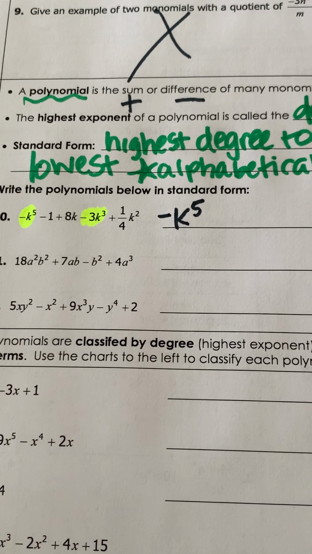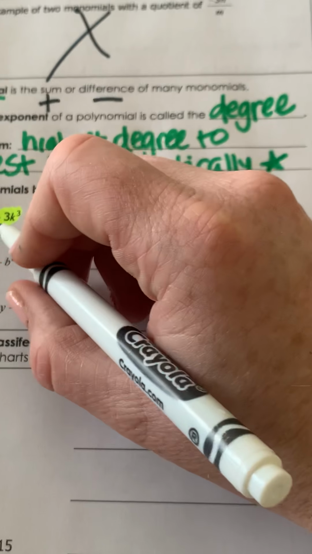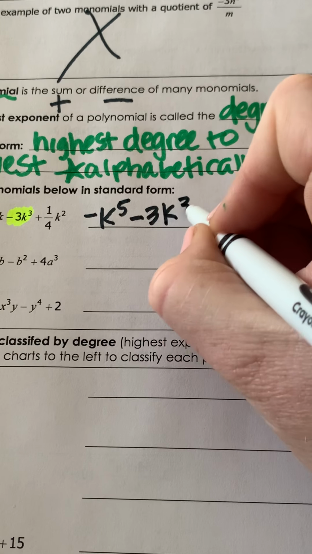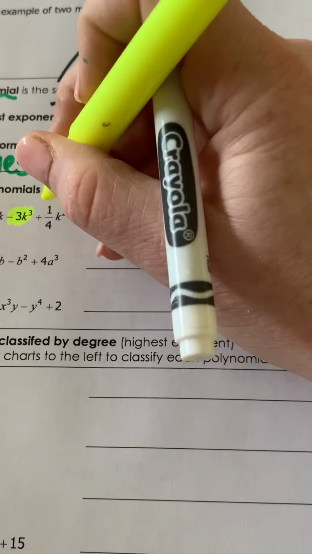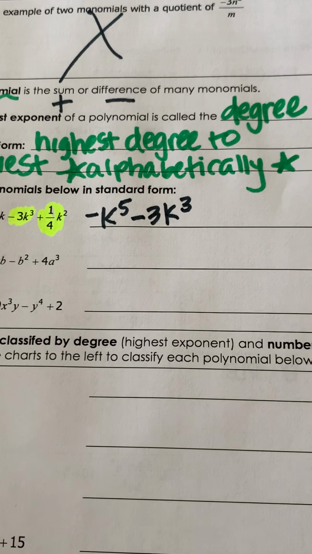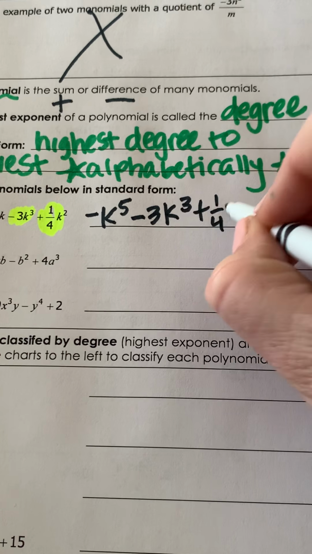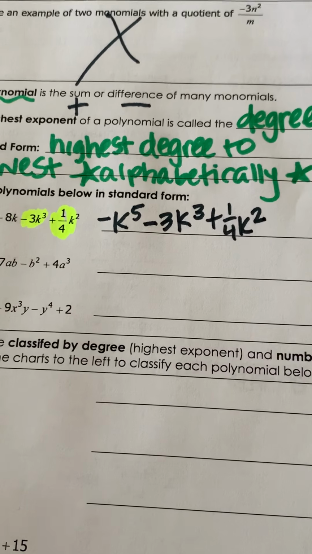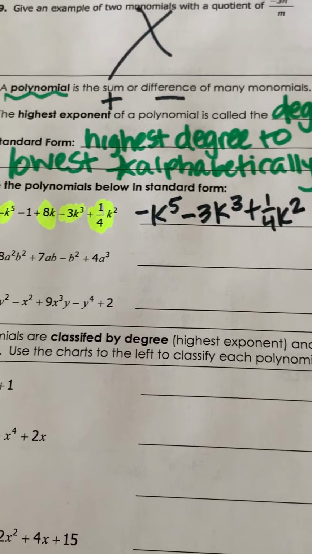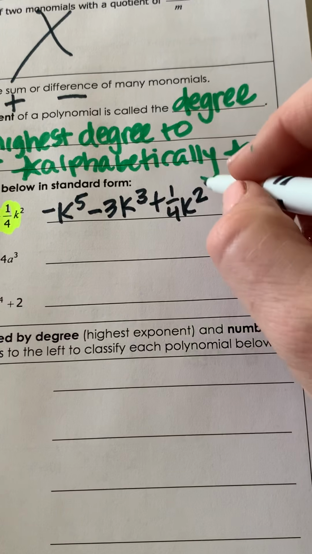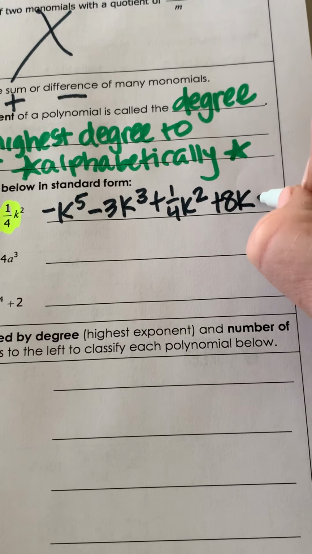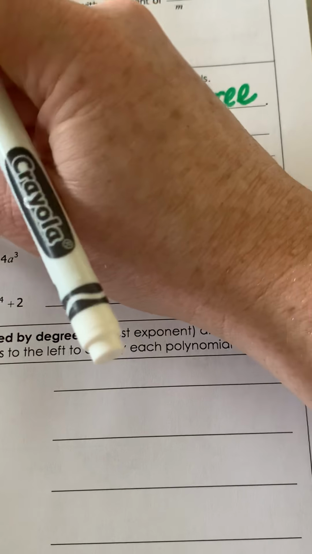Then my next one is k to the 3rd, but notice I'm highlighting and including the sign. So minus 3k to the 3rd. Okay, what would be next is 2, so I'm highlighting the plus 1/4 k squared. And then what comes next is the 8k, because that would technically be the degree of 1. So plus 8k, and then minus 1 is what's left.